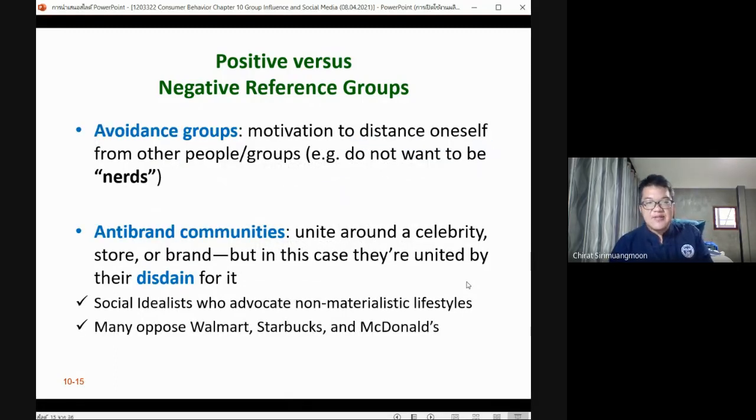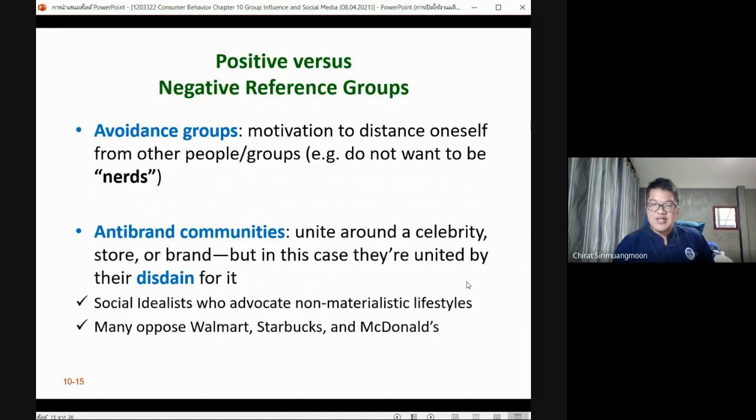Then, according to the previous page, some groups people don't want to be in. Some people don't want to be the same as, or don't like the idea of, some group. For example, they don't want to be materialistic. They think materialistic people are bad, because of course the money that you have, you're going to spend on buying products. So in this case, we call it an avoidance group, the group that avoids being with the other group.